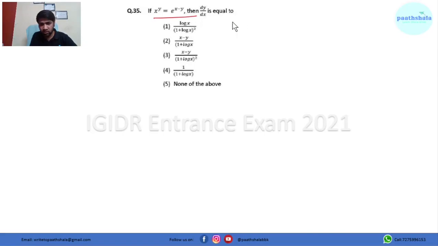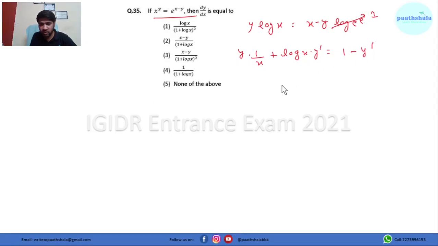So in order to solve this question, we have to take log on both sides. So this will come out to be y log x, and here this will come out to be (x minus y) log e base e, so this will become 1. And when you differentiate this function with respect to x, this will come out to be y into the differentiation of log x, which is 1 upon x, plus log x into y dash. And here this will come out to be 1 minus y dash.